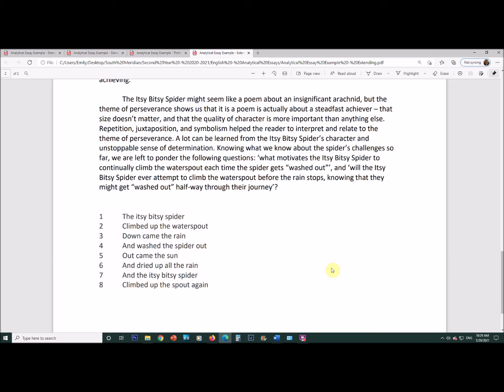Knowing what we know about the spider's challenges so far, we are left to ponder the following questions. What motivates the Itsy Bitsy Spider to continually climb the water spout each time the spider gets washed out? And will the Itsy Bitsy Spider ever attempt to climb the water spout before the rain stops, knowing that they might get washed out halfway through their journey?